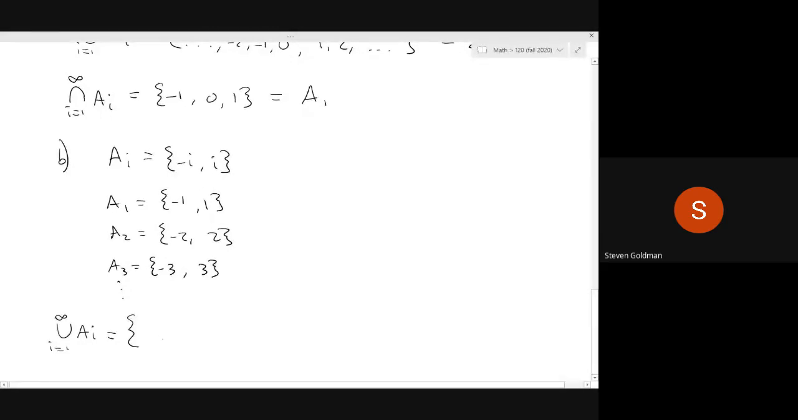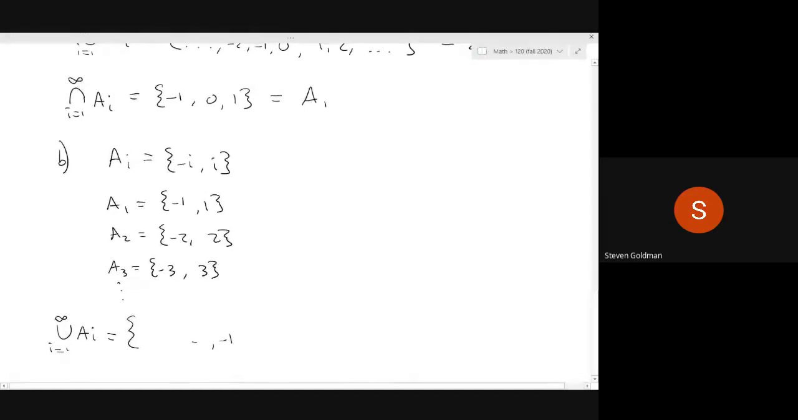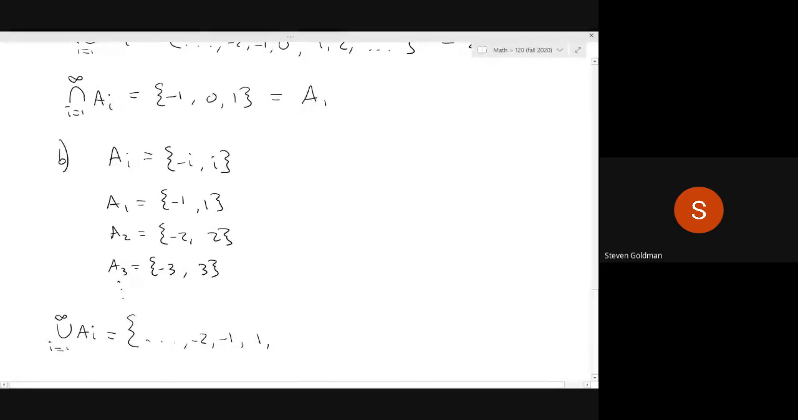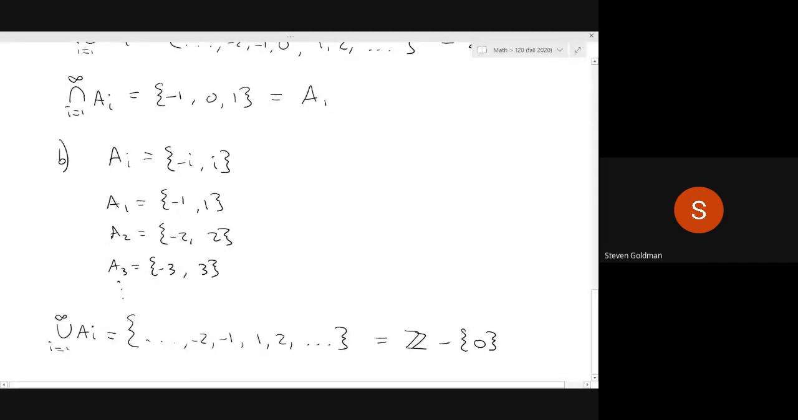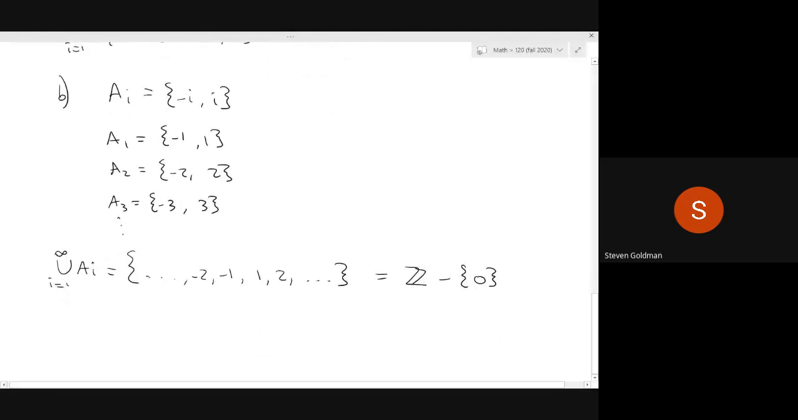So we'll have negative 1, negative 2, dot, dot, dot. There's no 0 here. 1, 2, dot, dot, dot. So this includes all of the integers except for 0, right? So one way I could express that would be to say that this is the set of all integers minus 0. It's the set of all integers except for 0. It's all non-zero integers.